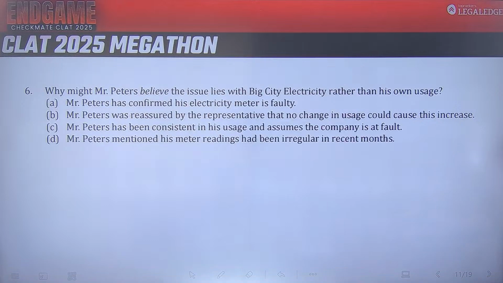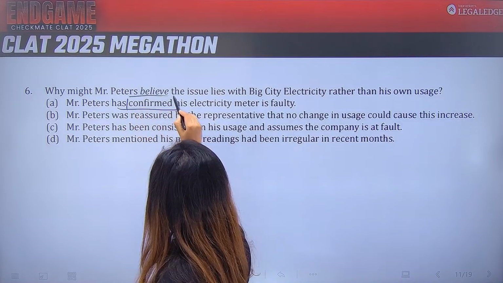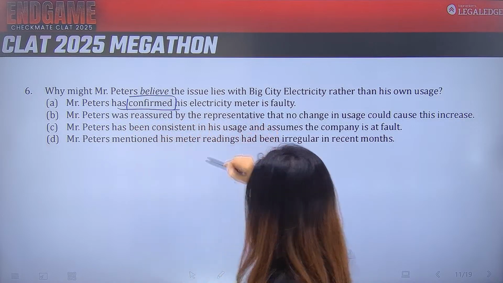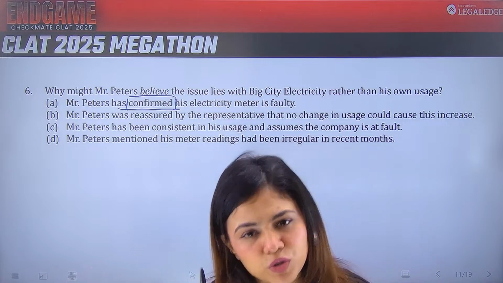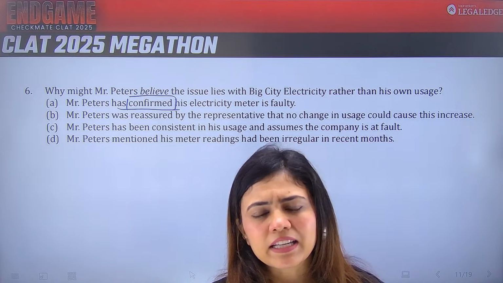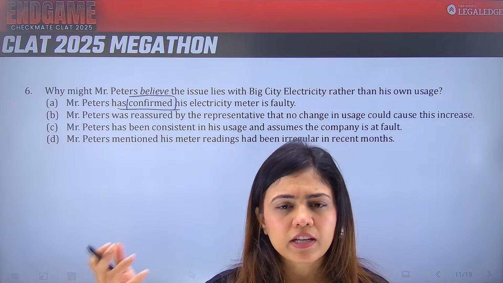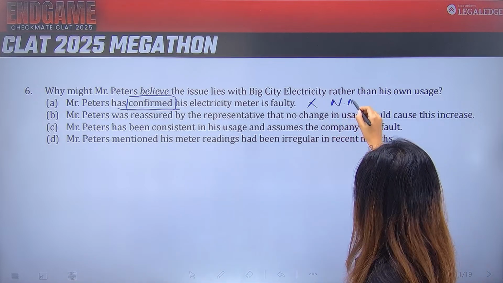Now, question number 6. Why might Mr. Peters believe the issue lies with big city electricity rather than his own usage? सबसे पहले तो यहाँ पे देखो, Mr. Peters has confirmed that his electricity meter is faulty. क्या उन्होंने खुद से ही कंफर्म कर दिया था कि मेरे इलेक्ट्रिसिटी मीटर में कुछ प्रॉब्लम है? नहीं. तो फिर वो कॉल करते ही क्यों? वो तो सिर्फ डायरेक्टली बता देते कि my electricity meter is faulty, come and check it. So this was not mentioned.